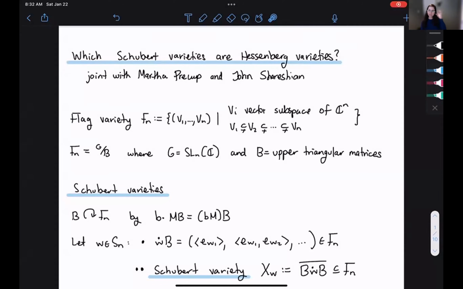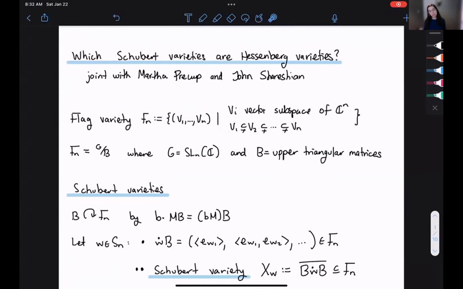So I'll start. We heard about the flag variety yesterday, but I want to maybe just repeat it. The flag variety is just sequences of vector spaces in C^n that satisfy this ascending condition, right? So it's strictly ascending sequences of vector spaces in C^n. But this variety, one of the features that gives it a lot of structure is that you can describe it as G mod B, where G is the special linear group and B consists of the upper triangular matrices.